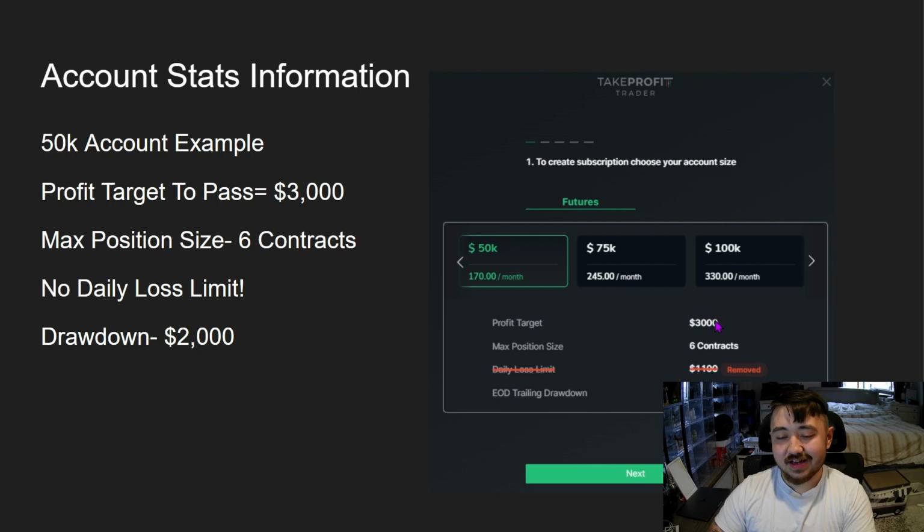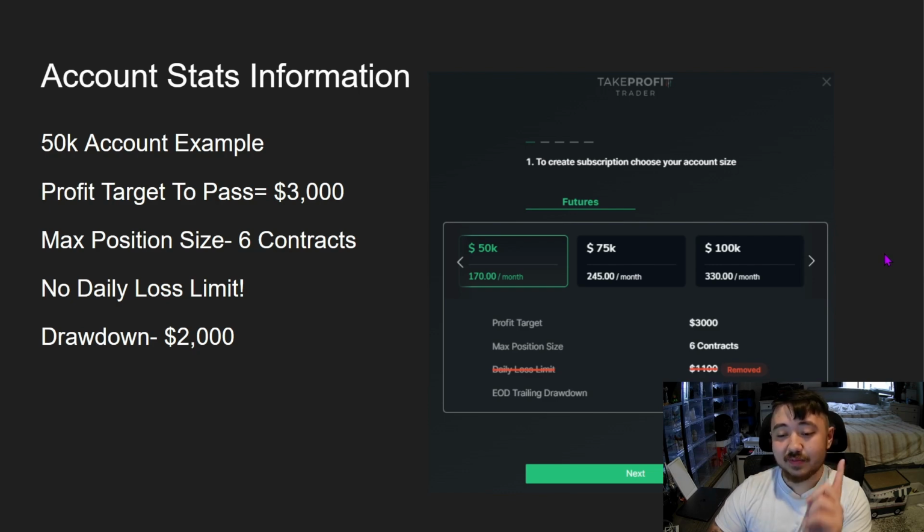If you click on the accounts, your max position size is 6 contracts. The daily loss limit is removed, which is huge. They implemented that this year. If you didn't know, last year and the years before that, they had a daily loss limit, and if you hit it, it was a hard breach. So if you hit your daily loss limit, you'd blow the account and lose it. I really did not like that, and a lot of people did not like it.